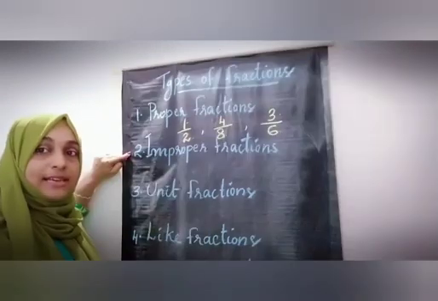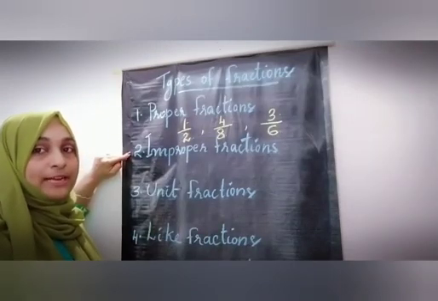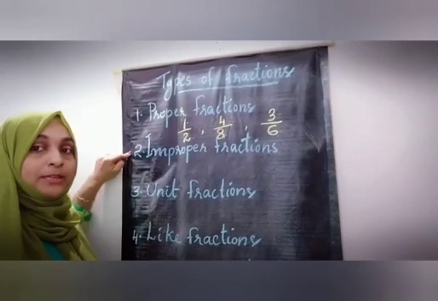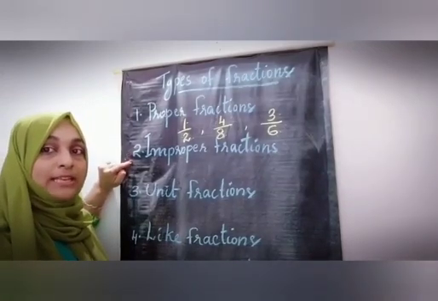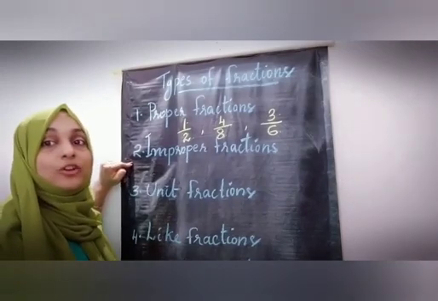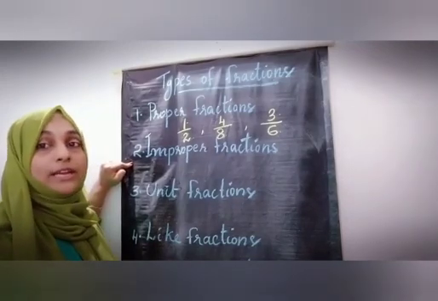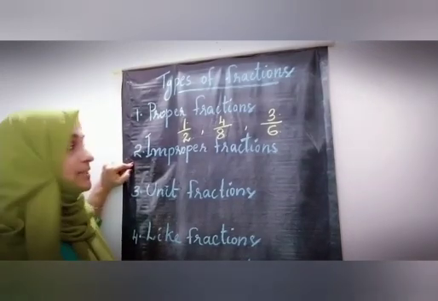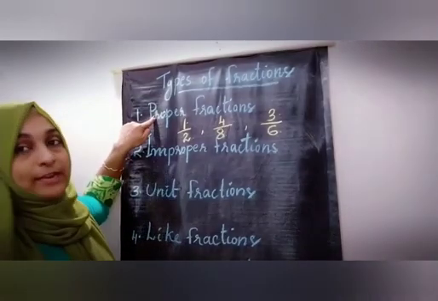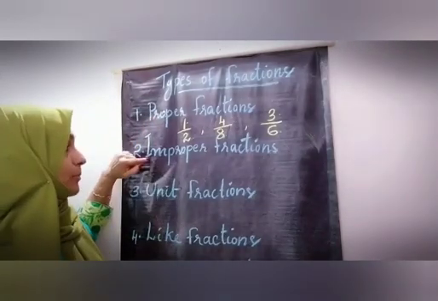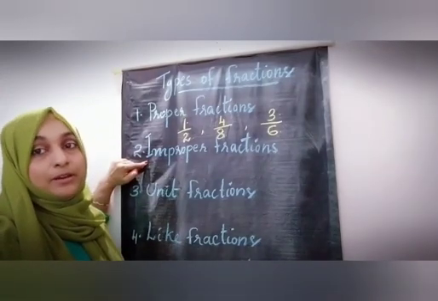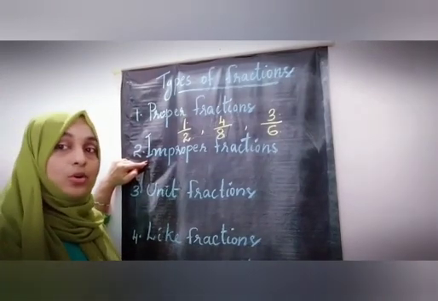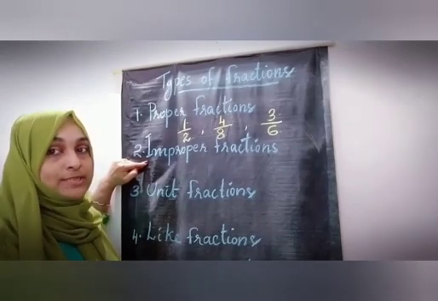Clear? Second one is improper fractions. Fractions with the numerator greater than the denominator are called improper fractions. Just opposite to the proper fraction.